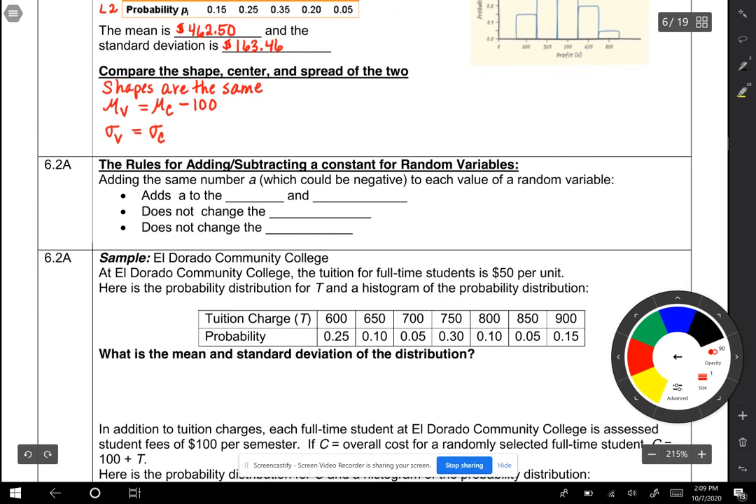That particular example helps us come up with the rules for adding and subtracting a constant for random variables. Adding the same number a, which could be negative, to each value of a random variable adds a to the location and to the center. And remember, when I say adding, it's add or subtract a constant. It does not change the shape. It does not change the spread. So adding or subtracting just doesn't affect the spread, like in chapter 2.